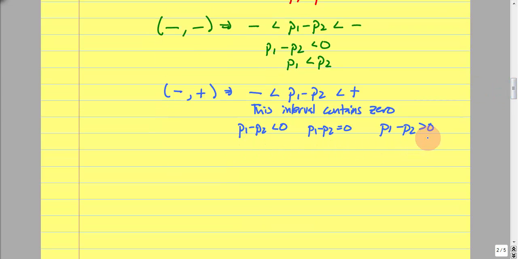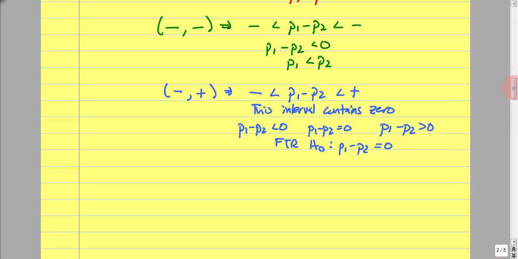So this case is where I would fail to reject H0. And that's when P1 minus P2 equals 0. The reason I have to fail to reject H0 is that this could be negative, it could be positive, and it could be equal to 0. I don't have evidence to show that they're different.